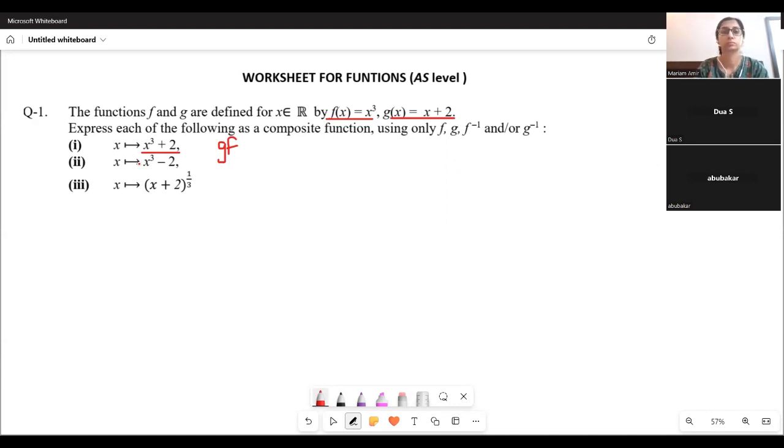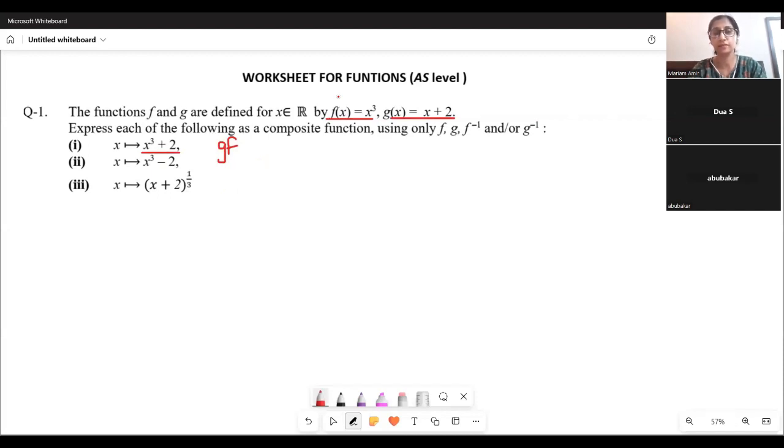GF inverse. So you're saying f inverse is being input into g for part 2. F inverse is what? See? Okay, no, it will be g inverse. G inverse. So it's what? Yep. G inverse F. Yep.